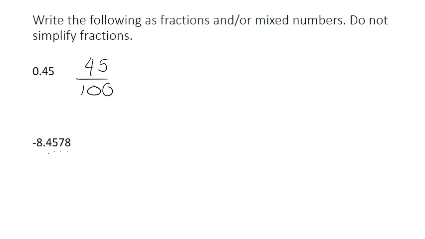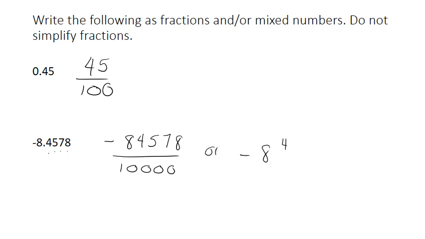So it is negative 84578 over 10,000. If we write it as a mixed number, it would be negative 8 and 4578 over 10,000.